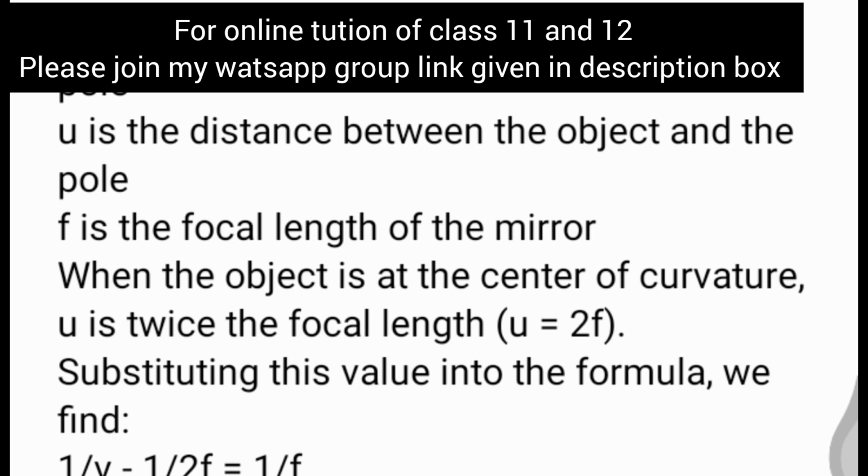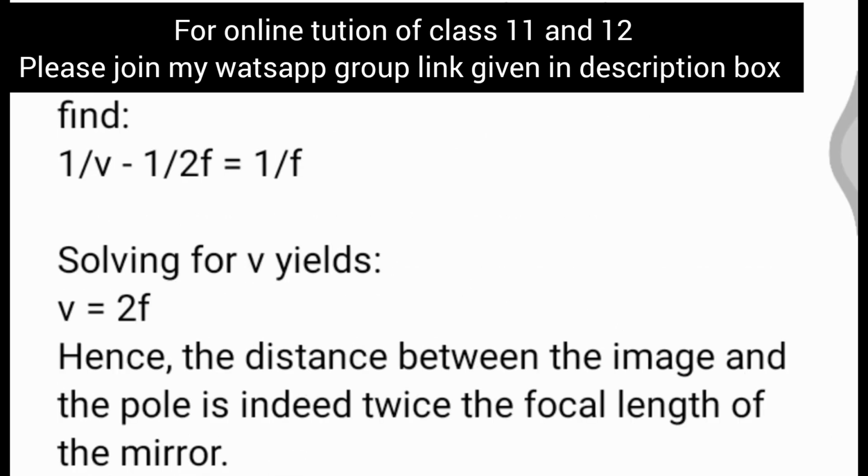When the object is at the center of curvature, U is twice the focal length, that is U is equal to 2F. Now substitute this value into the formula. We find 1 by V minus 1 by 2F is equal to 1 by F. Solving for V yields V is equal to 2F. Hence the distance between the image and the pole is indeed twice the focal length of the mirror.